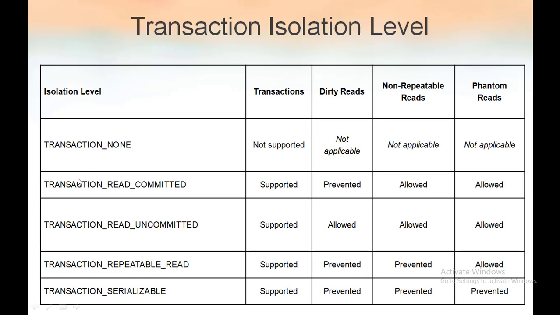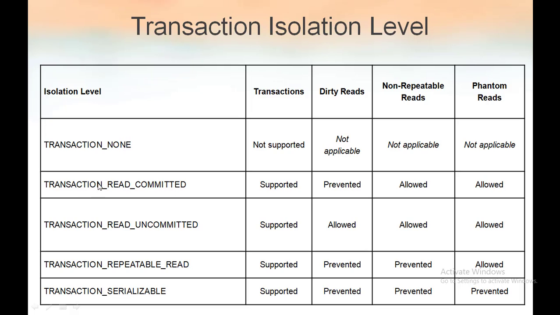Here you can see 5 isolation levels: TRANSACTION_NONE, TRANSACTION_READ_COMMITTED, TRANSACTION_READ_UNCOMMITTED, TRANSACTION_REPEATABLE_READ, TRANSACTION_SERIALIZABLE. Total 4 columns: transactions, dirty reads, non-repeatable reads, and phantom reads. TRANSACTION_NONE: transactions are not supported, nor are dirty reads, non-repeatable reads, and phantom reads.